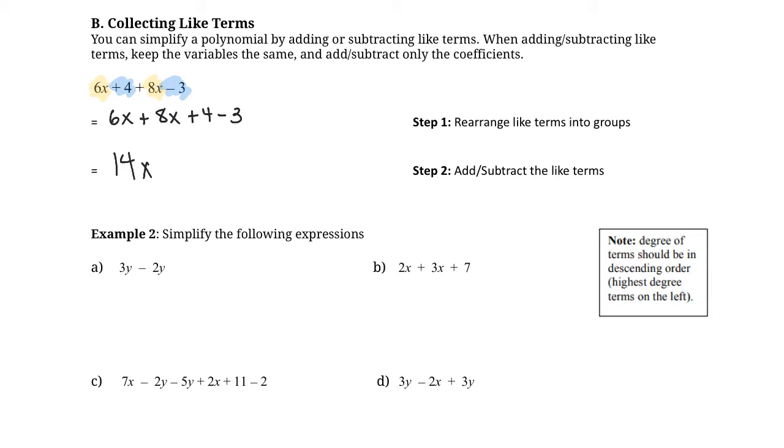So 6 plus 8 is 14. The 6 and the 8 both have x's attached to them, so the 14 should also have an x attached to it as well. We're going to do the same thing with the plain numbers. So this reads as a 4, or if you want to think of it as a positive 4, that's okay. So this reads as 4 take away 3. 4 take away 3 is a positive 1. So I'm going to put in positive or plus 1. So my simplified expression is 14x plus 1.